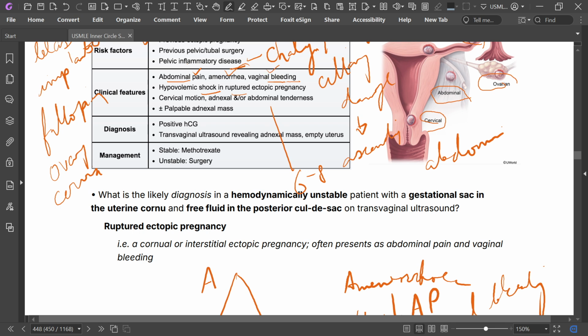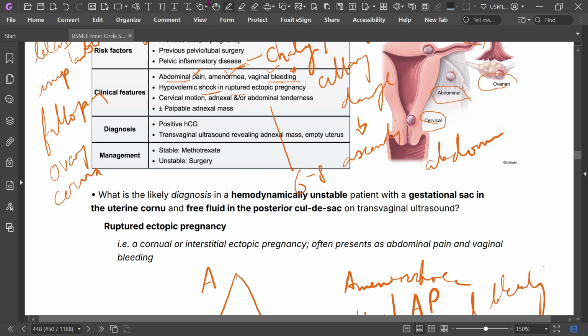This is the triad. Hypovolemic shock occurs in ruptured ectopic pregnancy, and cervical motion, adnexal and abdominal tenderness is present, with or without a palpable abdominal mass. The third feature, vaginal bleeding, occurs due to sloughing of the early decidualized endometrium. The endometrium begins decidualization under the control of progesterone from the corpus luteum. Bleeding is often light spotting rather than heavy bleeding, often seen with spontaneous abortion.